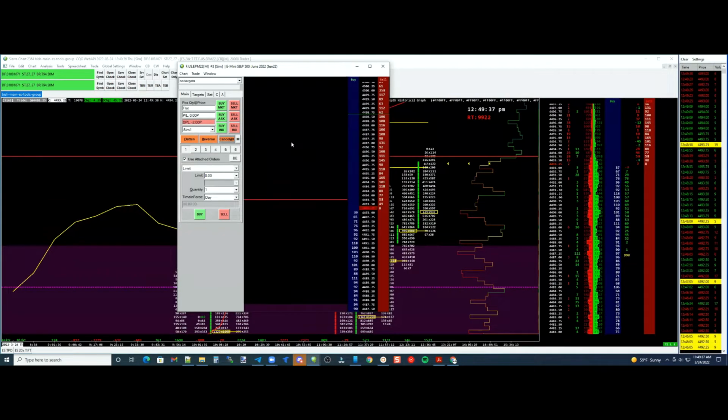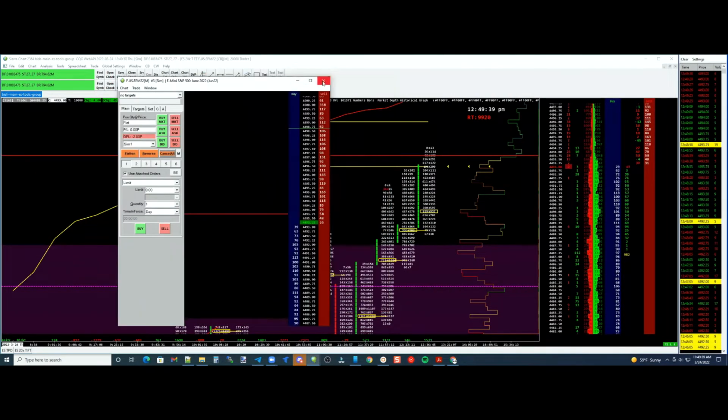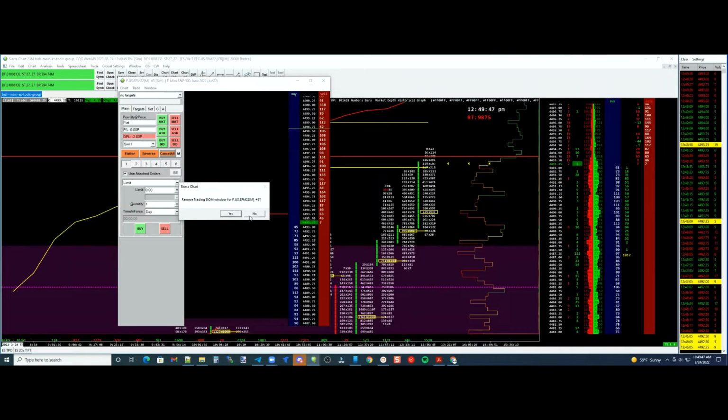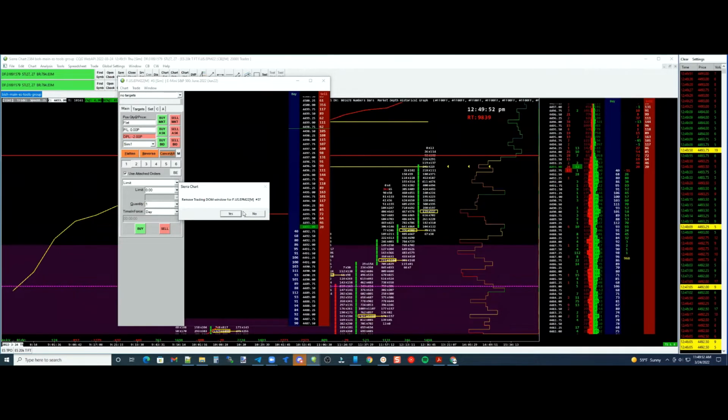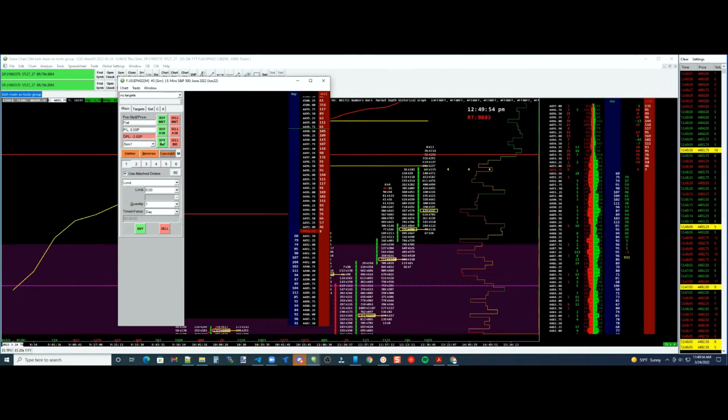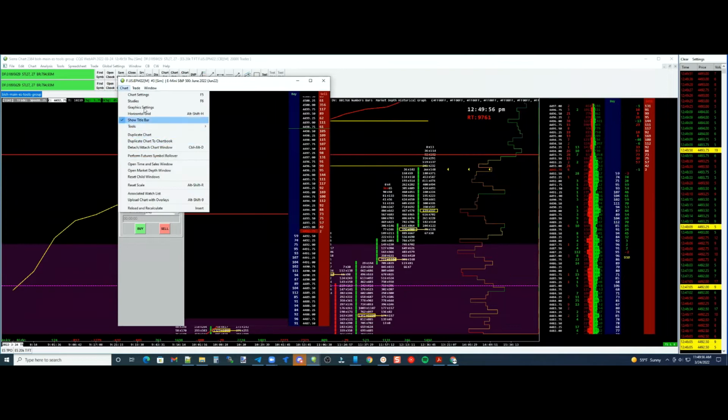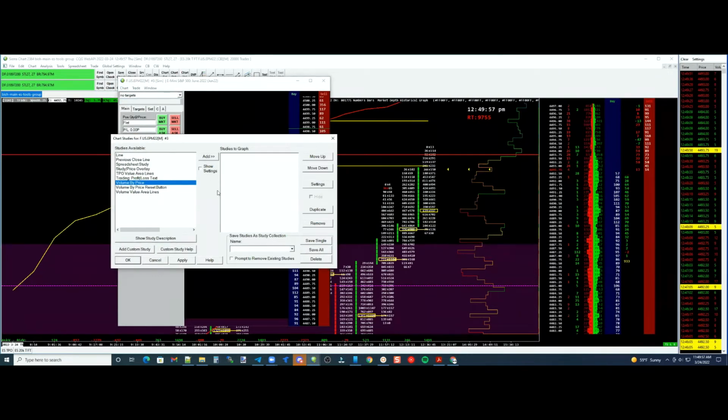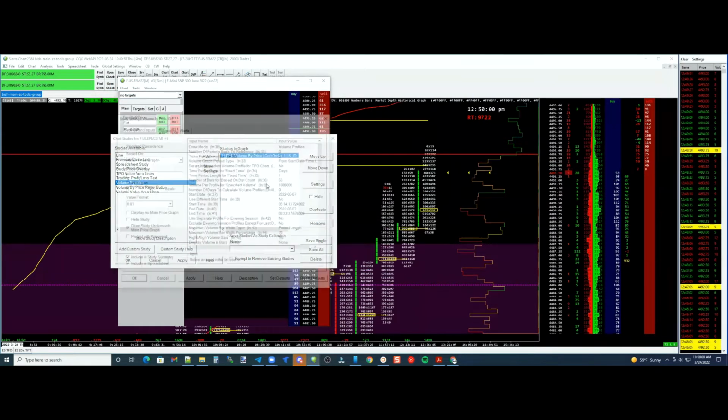All right. So let's just go ahead and see what adding volume by price does for me personally. Well, I'm a big low volume node through high volume node guy. So if I add the volume by price to this window, I would have to configure it, right?